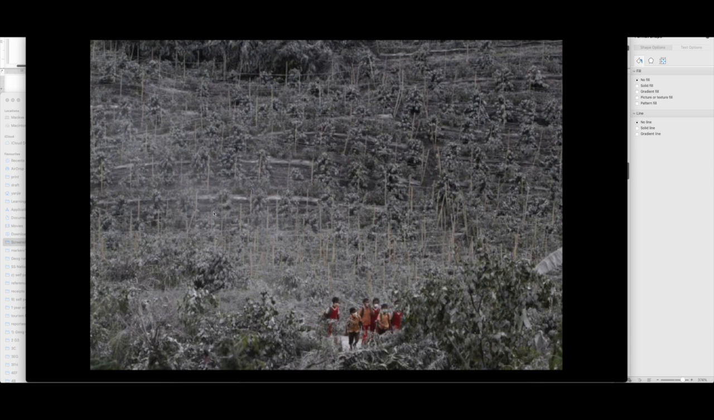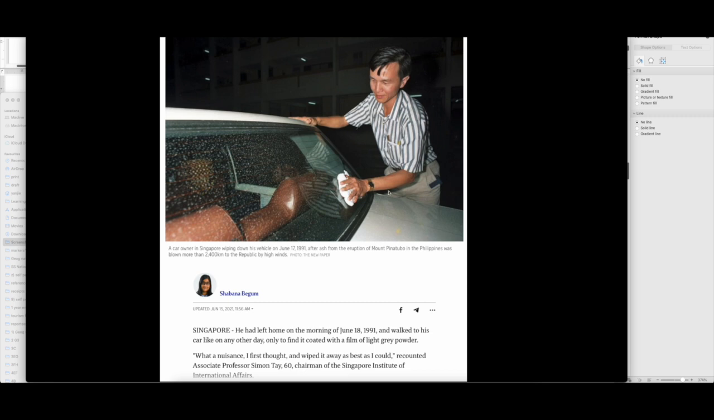You can see that it covers all the crops, all the plants, and the trees. It doesn't really block photosynthesis that much, and it doesn't really suffocate them, but if there's enough ash on the trees, the additional weight of the ash can actually cause the branches to break. That year, because the wind was in the right direction, it blew all the way to Singapore, and Singapore felt, hey, how come there's more ashes? Like this guy over here, he found that there were ashes on his car.